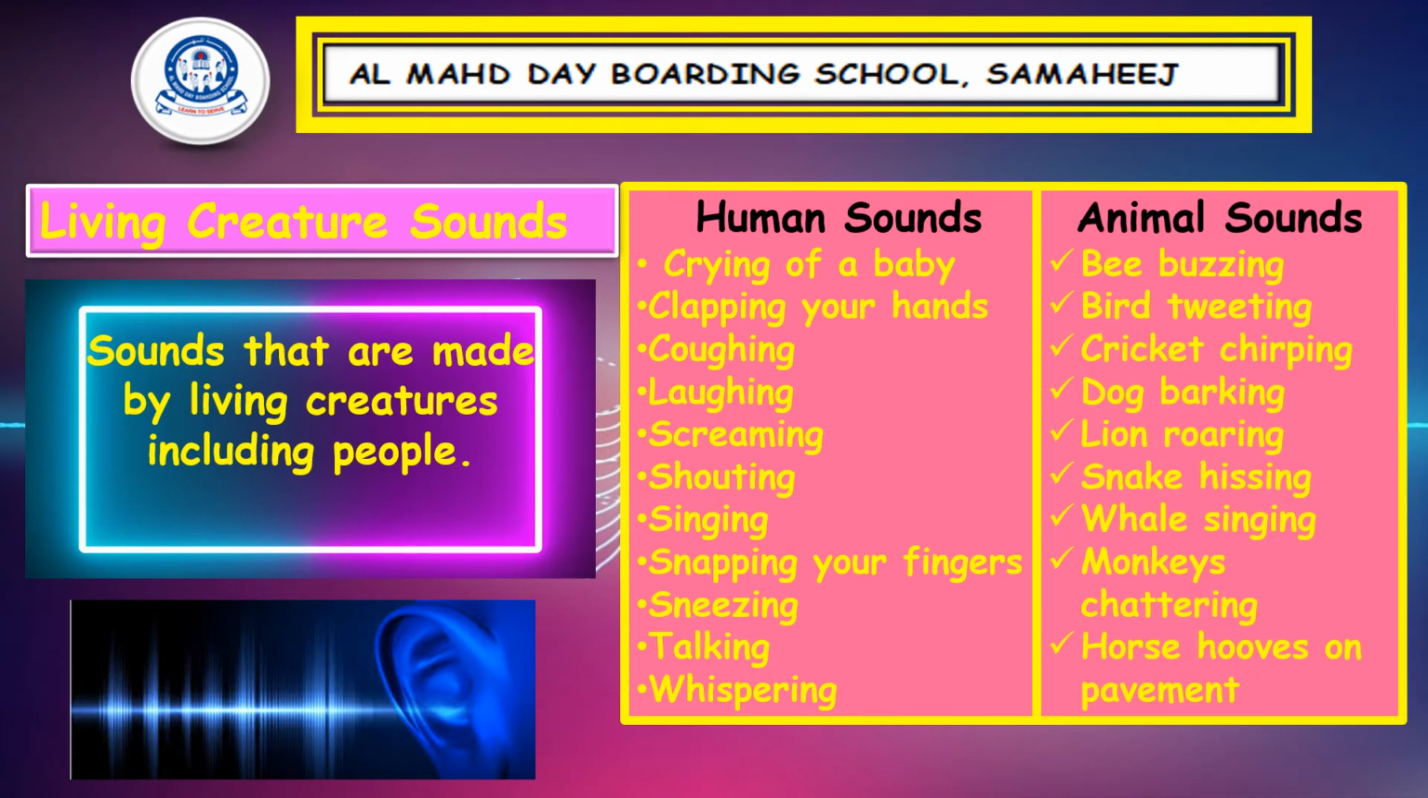Another type is animal sounds. For example, bee buzzing, bird tweeting, cricket chirping, dog barking, lion roaring, snake hissing, whale singing, monkeys chattering, and horse hooves on pavement. So these are examples of animal sounds created by animals.